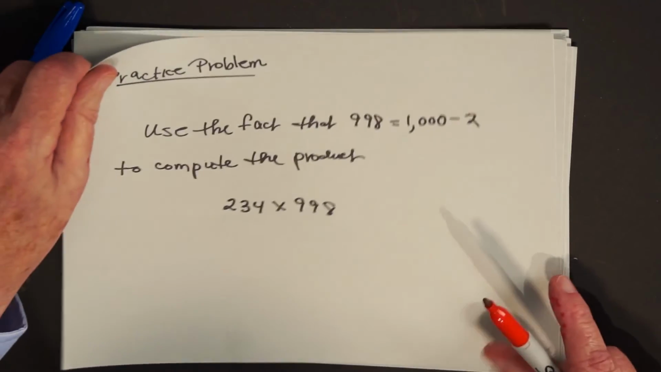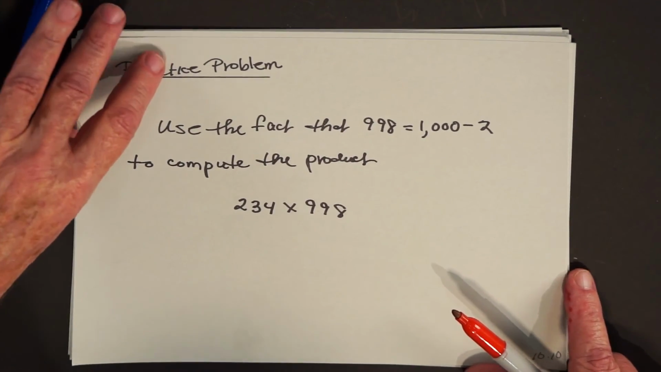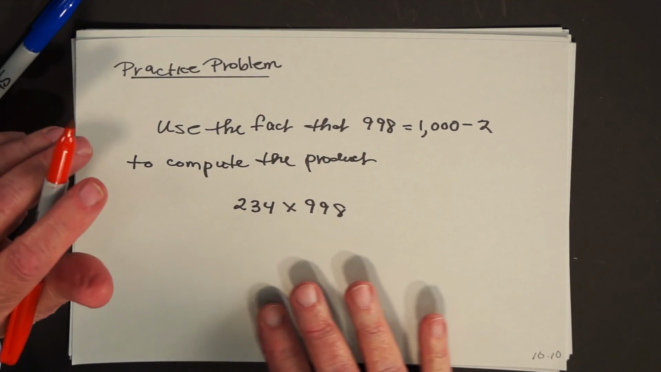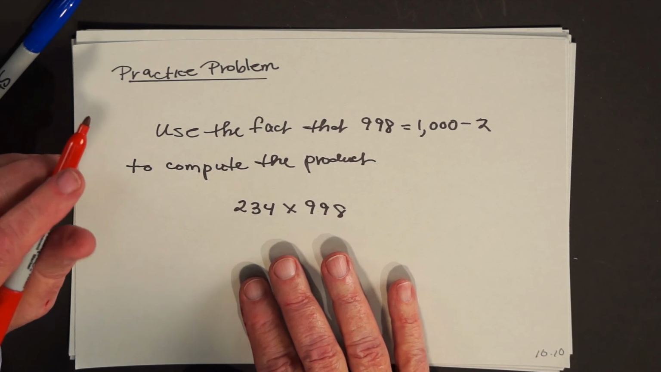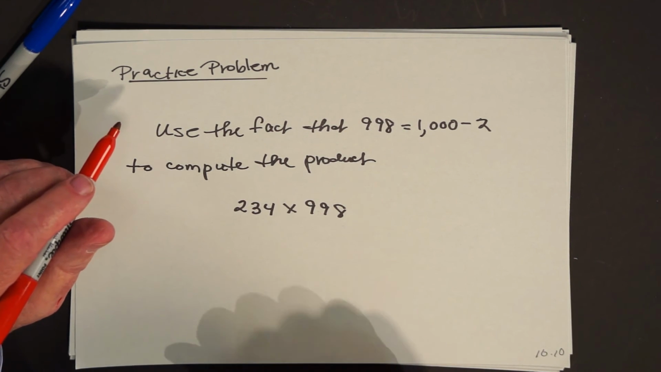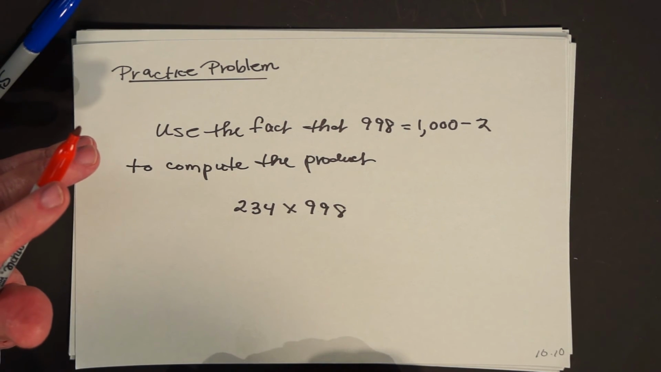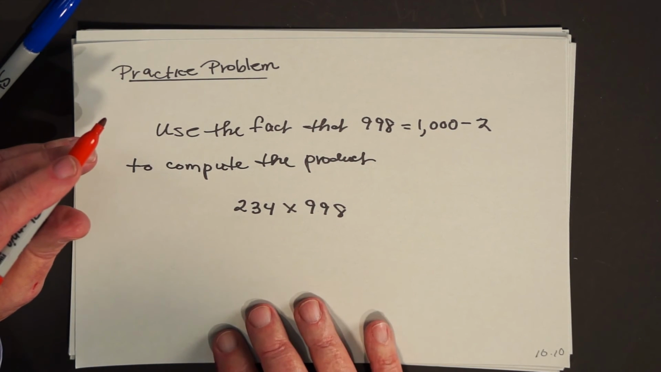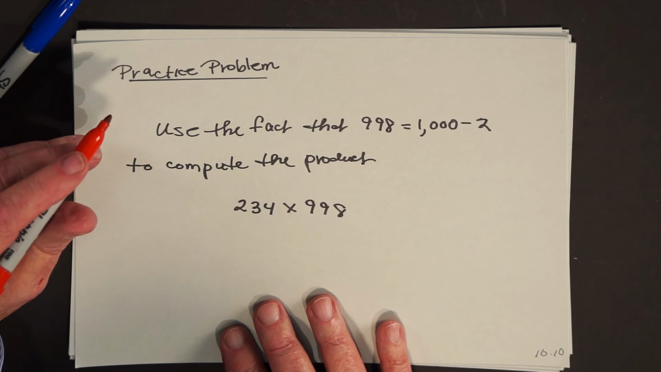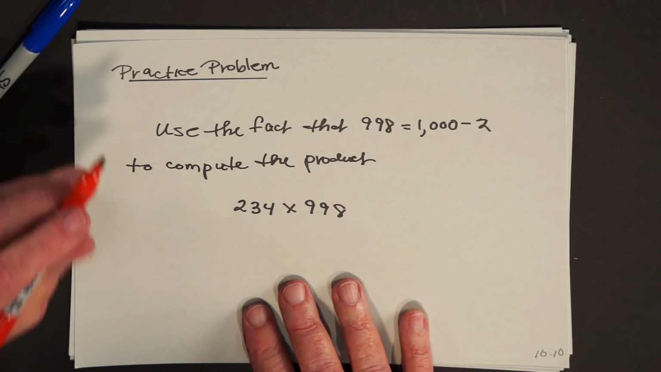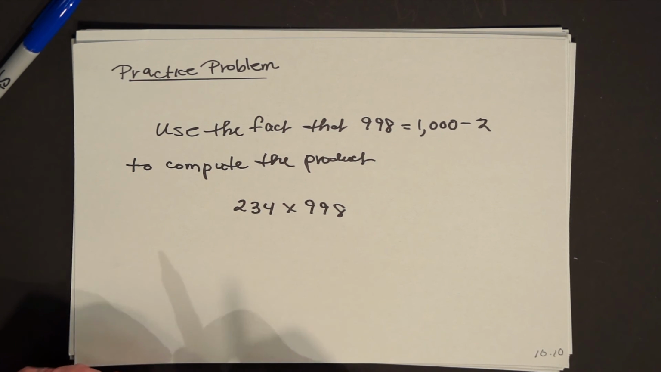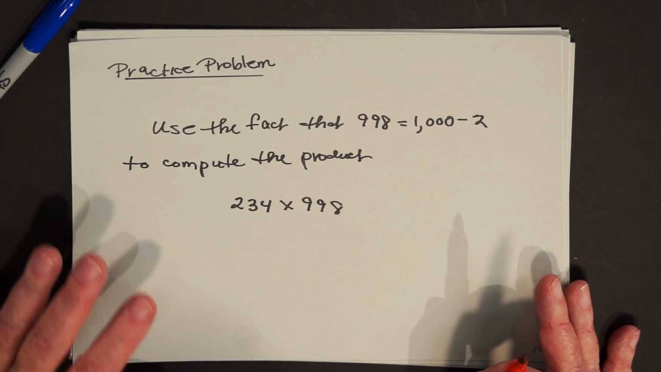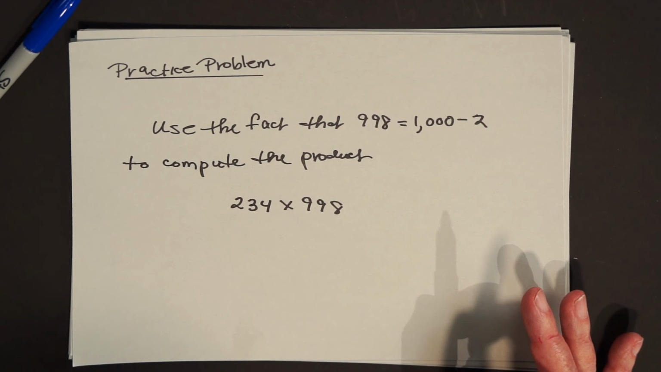So let's come to our practice problem, where I ask you to pause the video, look at the question, answer it, and then come back and look at our solution. And what I want you to do here is, again, the power of the distributive property. Use the fact that 998 is 1,000 minus 2 to compute the product 234 times 998. Okay? And when you finish, come back and I'll show you my solution.